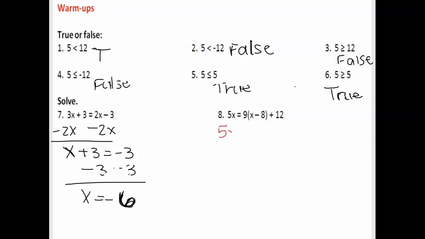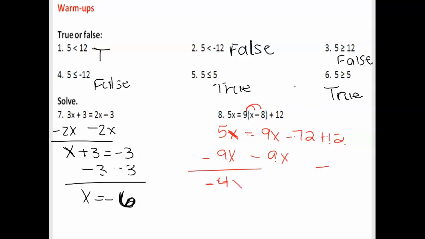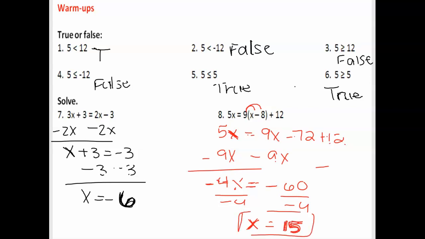And number 8, we have 5x equals 9x, distributing in that, minus 72 plus 12. Subtract 9x from both sides. 5 minus 9 is negative 4x equals negative 72 plus 12, which is negative 60. Divide both sides by negative 4, and x is equal to positive 15. Okay?